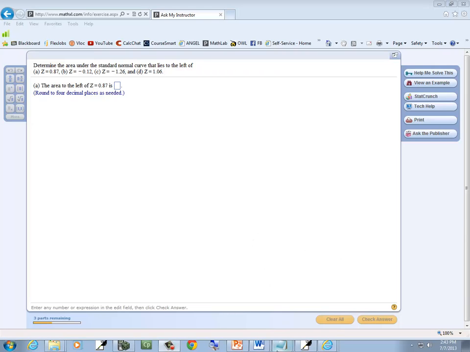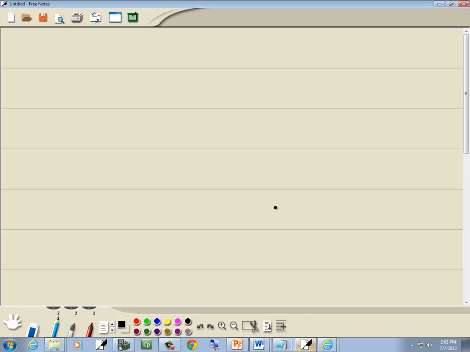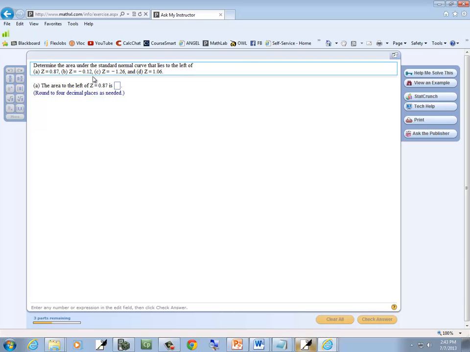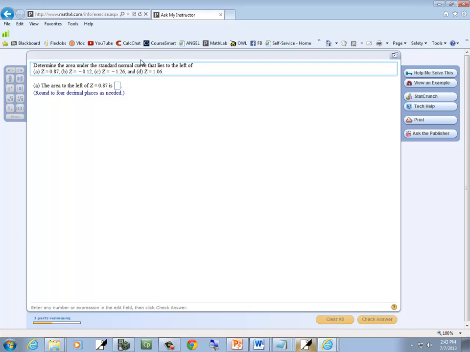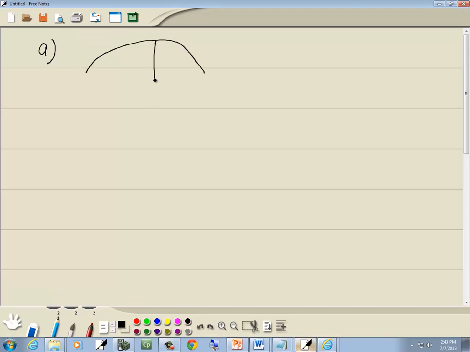Let's take a look at this problem, or at least the first couple. It says determine the area under the standard normal curve that lies left of, so let's look at part A. Normal distribution, got the bell shape. That's not really bell shape, but you can use imagination. Lies to the left of z is equal to 0.87.